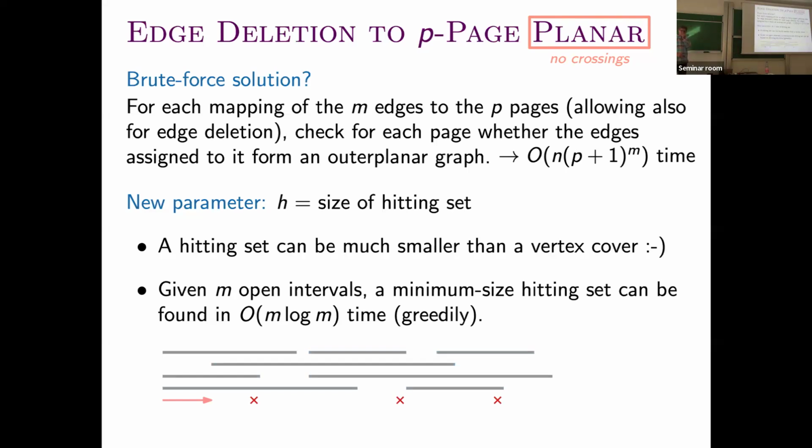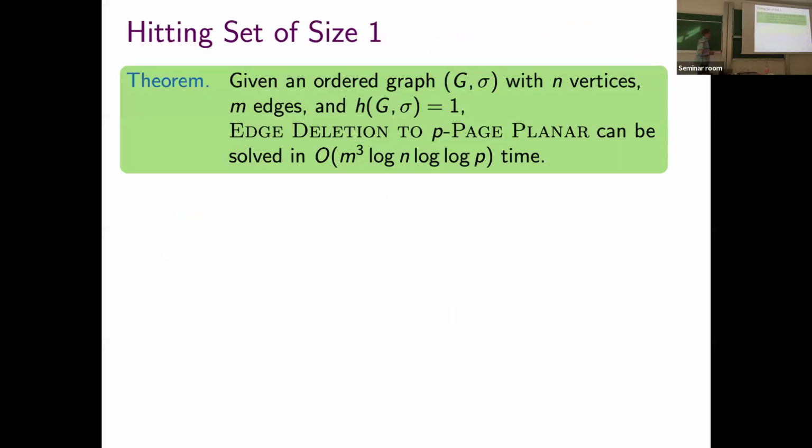You need at least 3 crossings in this graph because there are 3 different intervals, and each of them needs a crossing. So that's a proof. Yes, I agree. Good. Okay, so here's the exact statement for the special case of hitting set of size 1. So roughly cubic time. And maybe this is also something nice to take home: how we use some well-known tools to solve this problem that nobody really had thought about before.